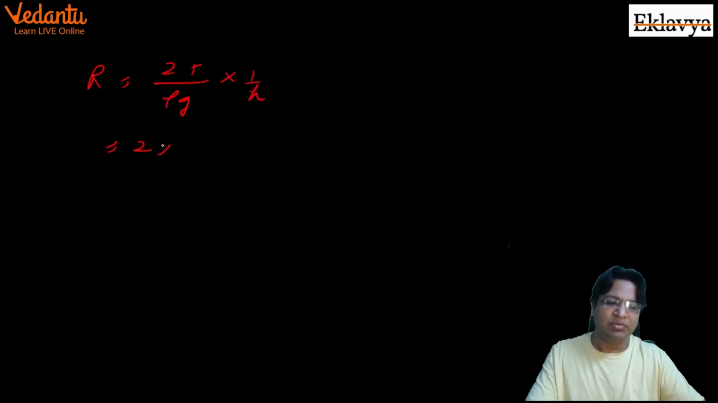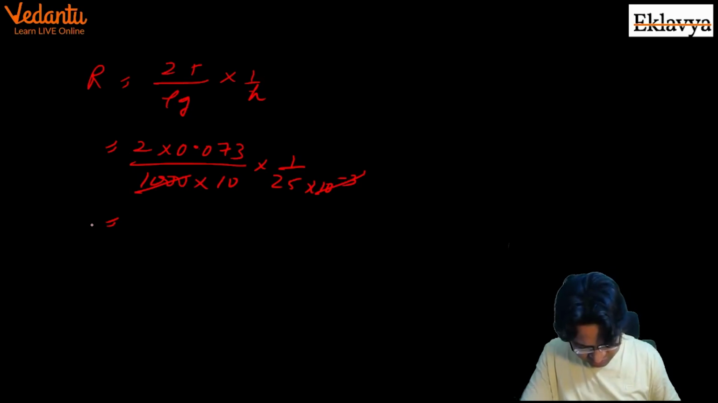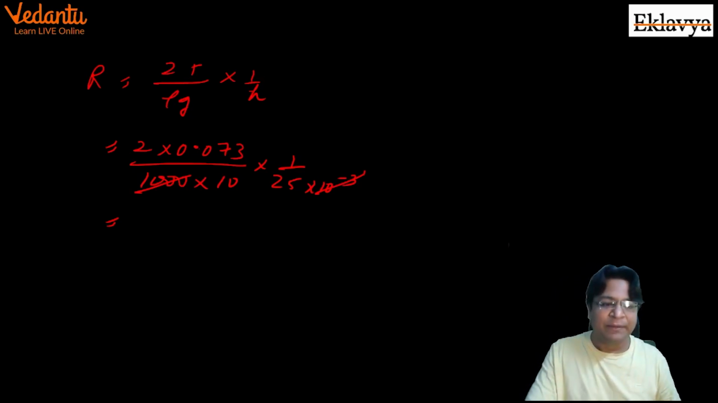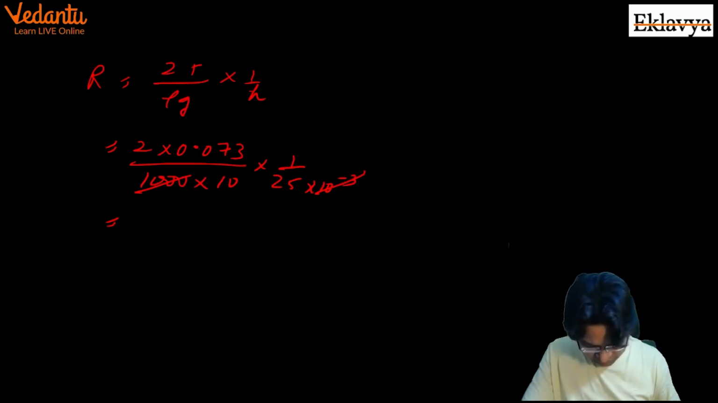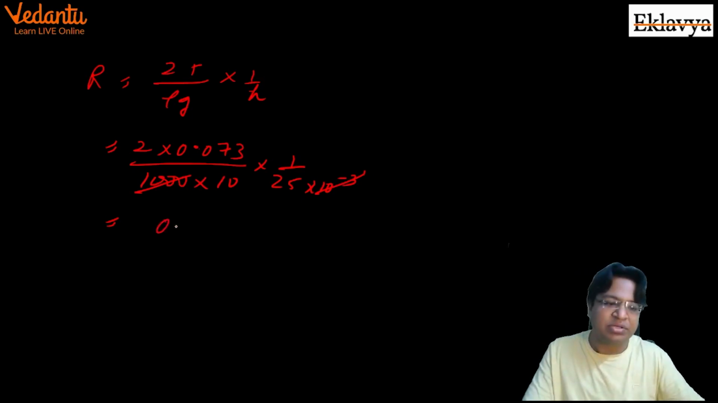So this will become 2 into 0.073. Then rho is 1000, g is 10, and h was 25 millimeter. Okay, so this gets cancelled. So this becomes how much? This becomes 2 into 0.073 divided by 250, and in millimeter it becomes 0.58 mm.